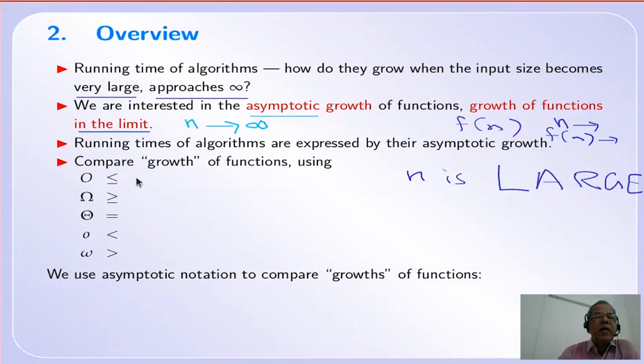Informally, we will introduce this asymptotic notation or growth notation. Compare growth of functions using big O, big omega, big theta, small o, small omega. They are roughly equivalent to: big O is roughly or informally less than or equal to, small o is less than, big omega is greater than or equal to, small omega is greater than, and big theta is equal to.